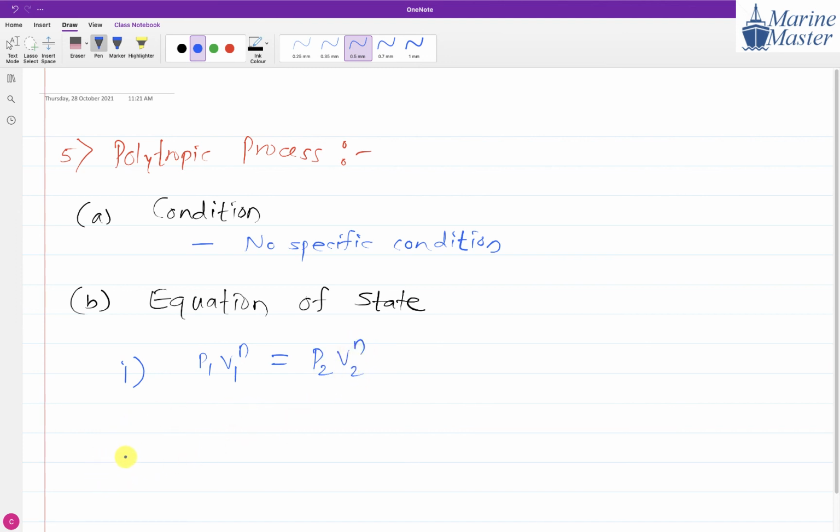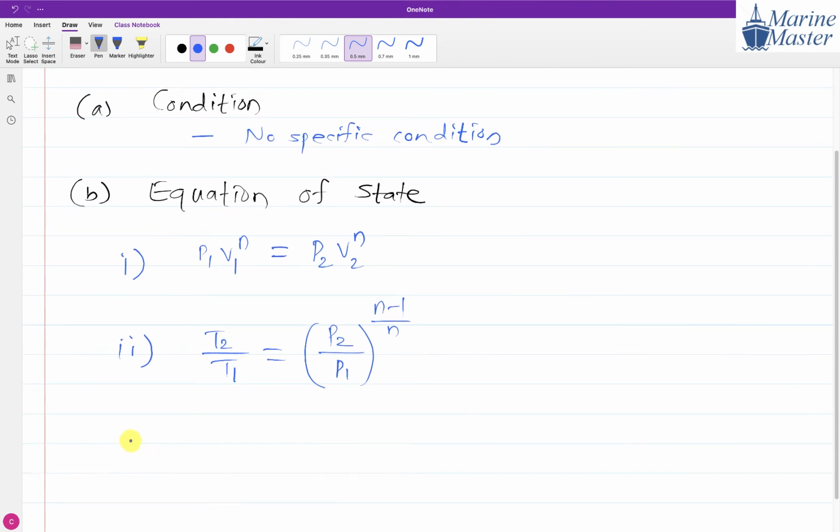Here n will come. Second one will be T2 by T1 is equal to P2 by P1 raised to the power n minus 1 by n. And then the third one will be T2 by T1 is equal to V1 by V2 raised to the power n minus 1. Here we replace gamma with n.